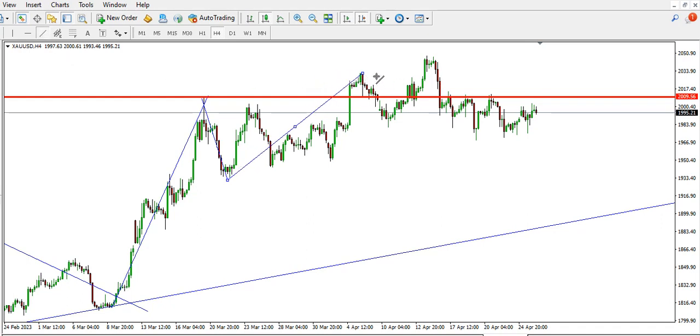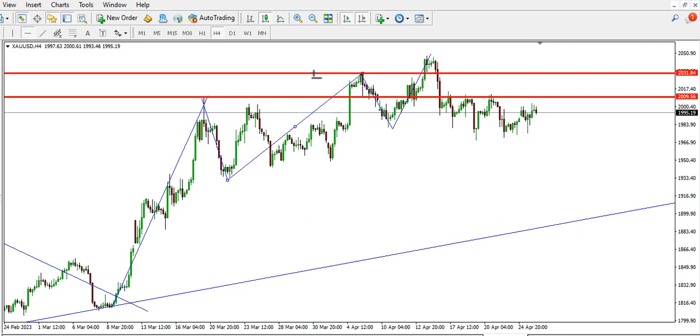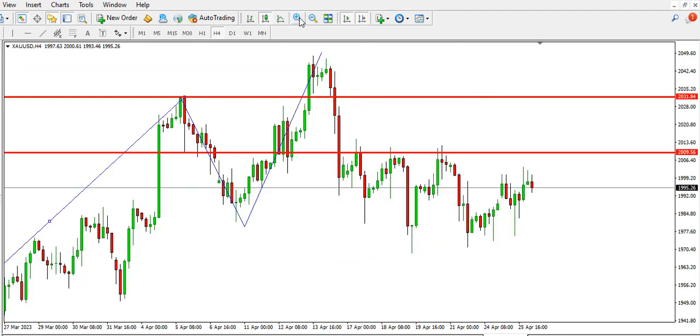And we have a drop, and it also rose up, breaking this particular high here. And then we have a drop, like a fake out. We have like a fake out.